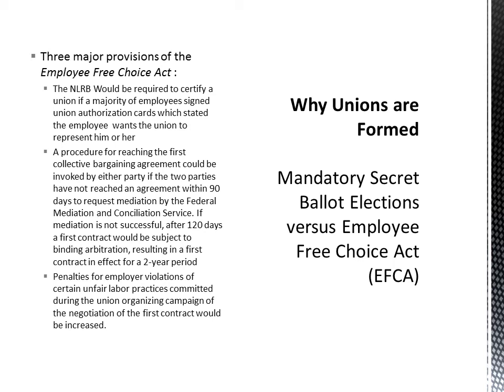A procedure for reaching the first collective bargaining agreement could be invoked by either party if the two parties have not reached an agreement within 90 days, to request mediation by the Federal Mediation and Conciliation Service. If mediation is not successful, after 120 days a first contract would be subject to binding arbitration, resulting in a first contract in effect for a 2-year period. Penalties for employer violations of certain unfair labor practices committed during the union organizing campaign or the negotiation of the first contract would be increased.